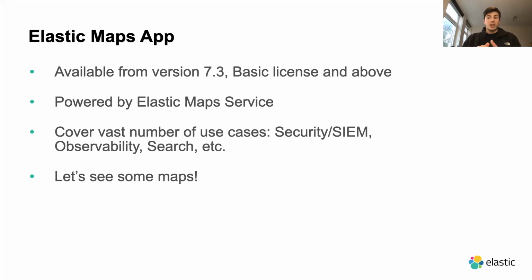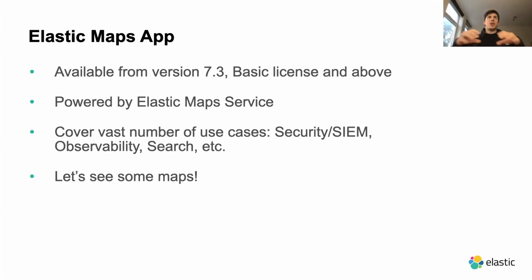You cannot find it in the open source version, and you cannot find it, for example, in Amazon Elasticsearch Service, because they are not under the basic license. Now, that application, Elastic Maps, is powered by Elastic Maps Service. These are two separate things. So of course, we have the Elastic Maps application and Elastic Maps Service, and we're going to touch on that in just a bit. And why do we even discuss this today?